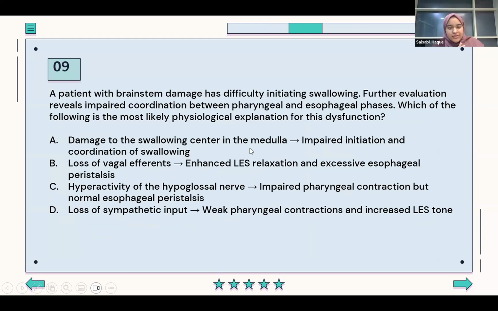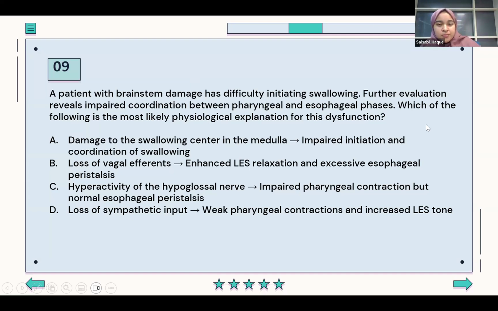Now this might be a bit of a difficult question. A person with brainstem damage; further evaluation shows impaired coordination between pharyngeal and esophageal phases. Which of the following is the most likely physiological explanation for this dysfunction?